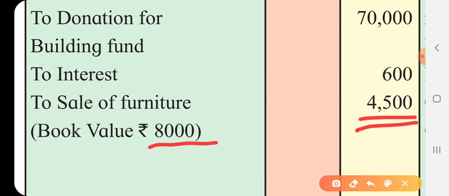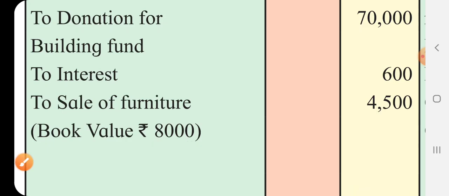Here we are in loss, isn't it? We sold our furniture at a price lesser than its book value, and the loss is 3,500. Only 3,500 will be shown in the income and expenditure account. This loss will be debited to income and expenditure account. Okay.